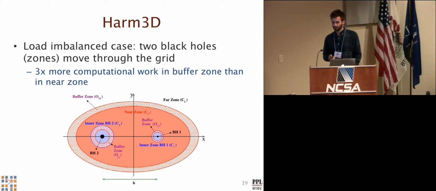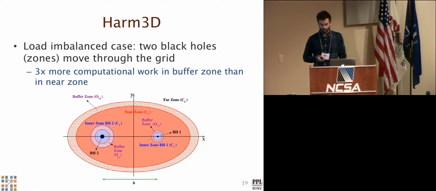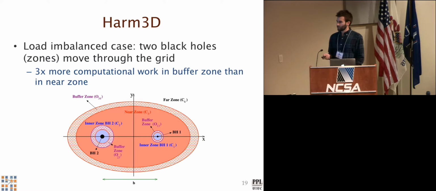The problem that they were looking at scaling up and realized they were going to need load balancing for was this simulation of 2 different black holes revolving around each other in the domain. And so the interesting thing here is that in the inner zones, there's 2 times as much computation per grid point as there is in the near zone, which is the space surrounding. And in the buffer zone, which is the ring immediately surrounding the black hole, there's 3 times as much computation. And since these revolve around through the domain, it's a difficult problem to balance.